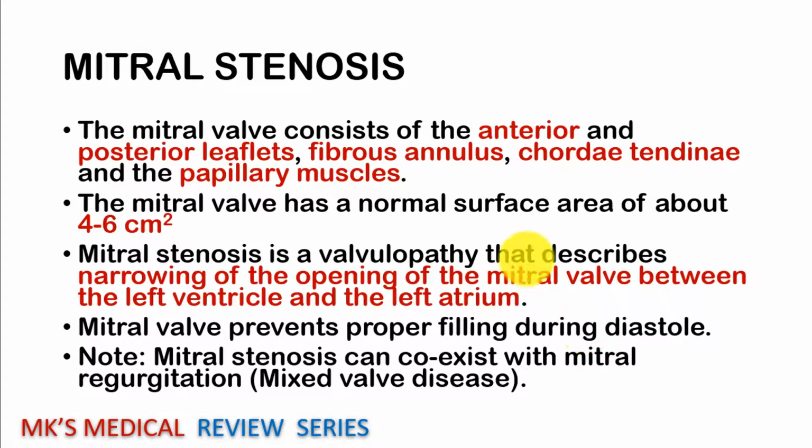Then let's talk a little bit about mitral stenosis, since I've given you a background of valvular pathologies, as we will be covering these in Cardiac Week. Recall that the mitral valve has two leaflets, an anterior leaflet and a posterior leaflet. It also has a fibrous annulus, chordae tendineae, and papillary muscles, which are reinforcing the valve itself. It has a normal surface area of 4 to 6 centimeters squared. And mitral stenosis is simply a valvular disease characterized by narrowing of the opening of the mitral valve.